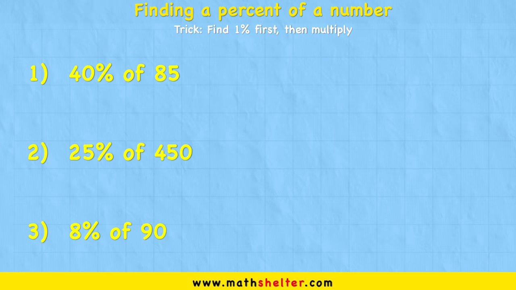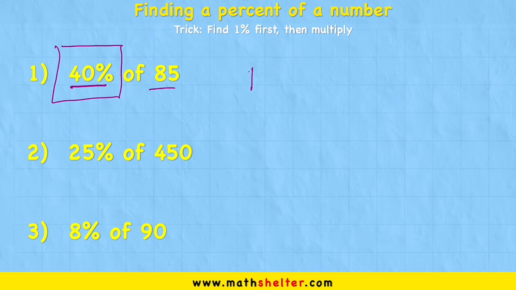Okay, what are we going to remember today? Well, we're going to remember there's a little trick. We can find 1% and then multiply. Let's see what that means. This first example says 40% of 85. So what we've got to remember is that a percent is still a form of a fraction. So we're looking for a fraction of 85.